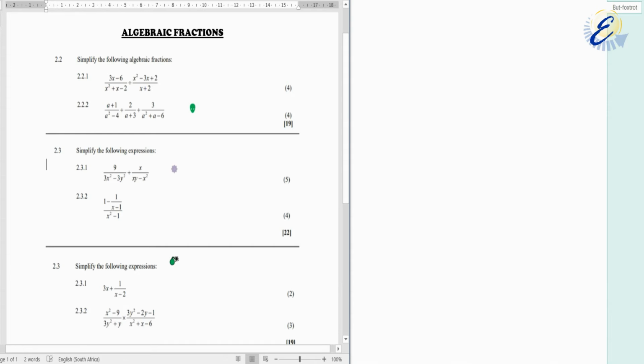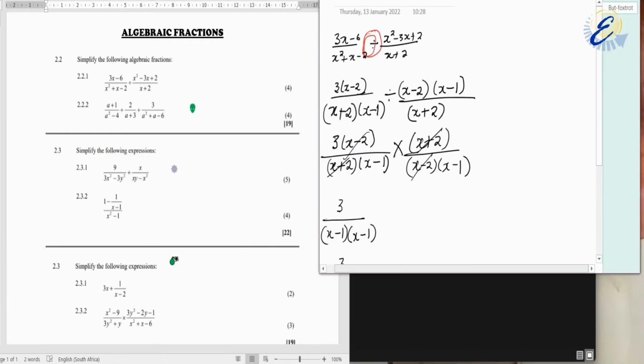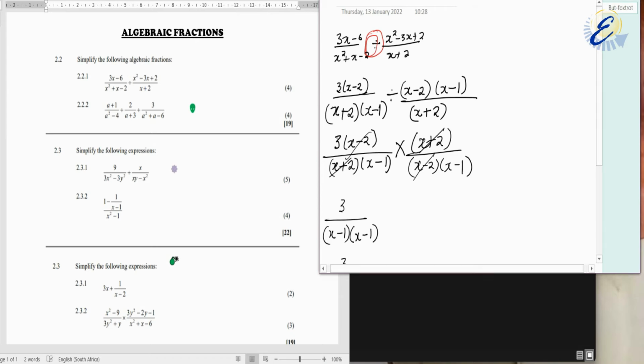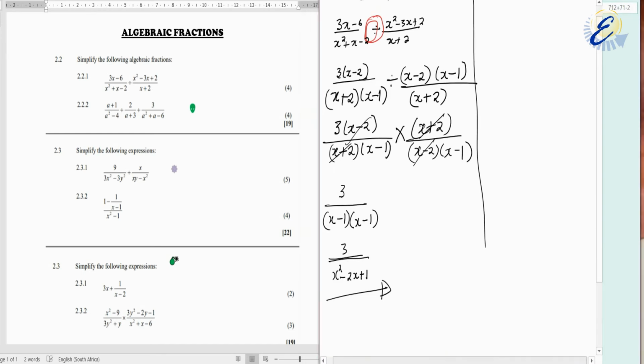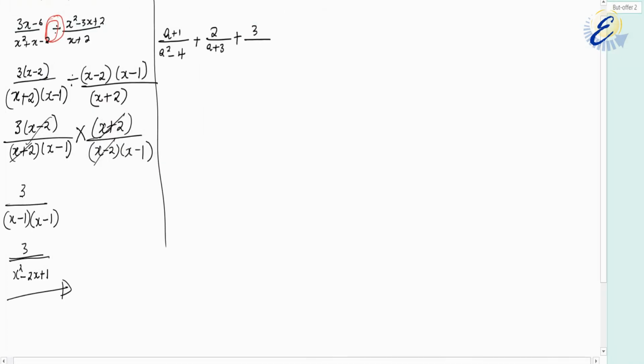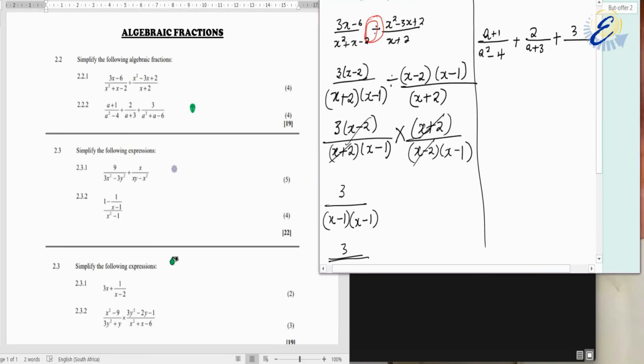The second one here says, if you look thoroughly, we are given the expression as what? (a plus 1) all over (a squared minus 4), plus (2) all over (a plus 3), plus (3) all over, let's first finish copying, (a squared plus a minus 6).